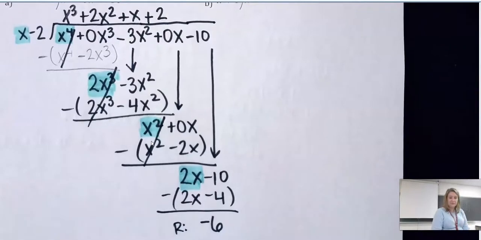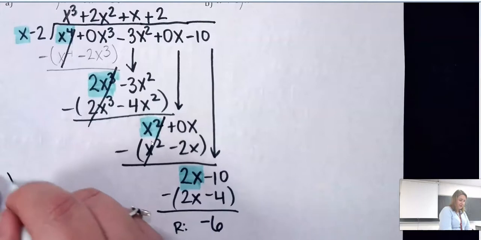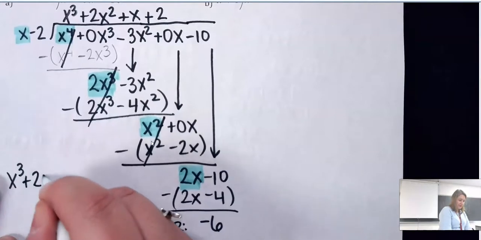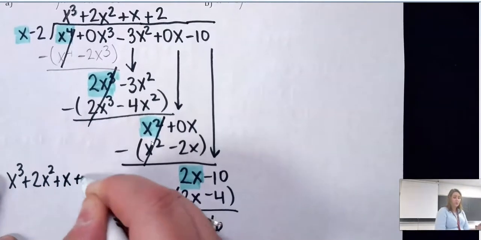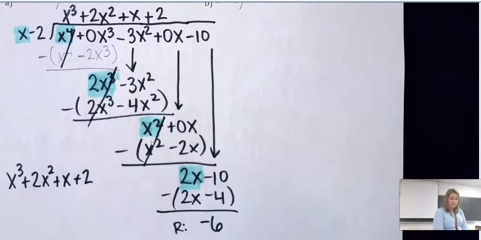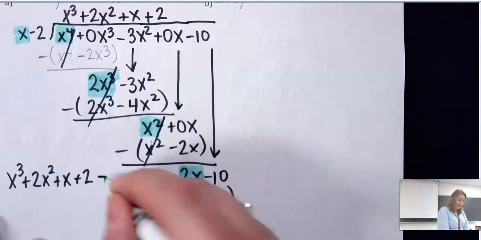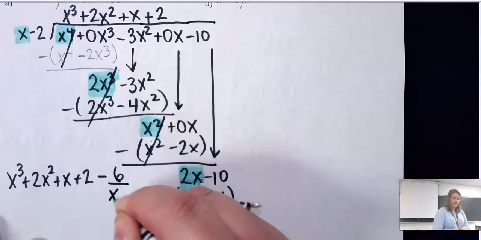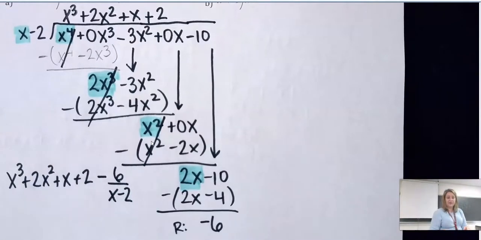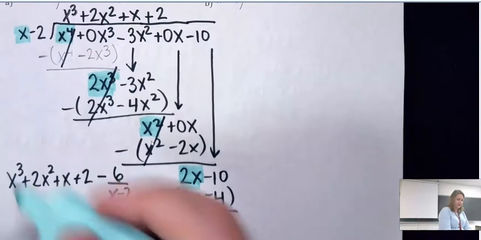And I'm just going to jot this down on the paper. So my answer would be x cubed plus 2x squared plus x plus 2 with a remainder of negative 6, or in this case, because it's negative, what we would do to write our remainder, we would subtract 6 over the x minus 2, which is what we were dividing in. So this is how you want to write it.